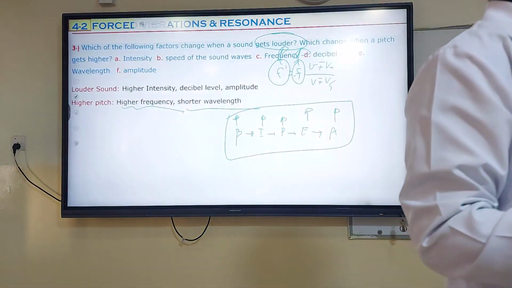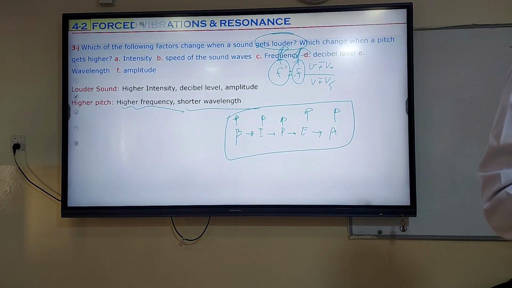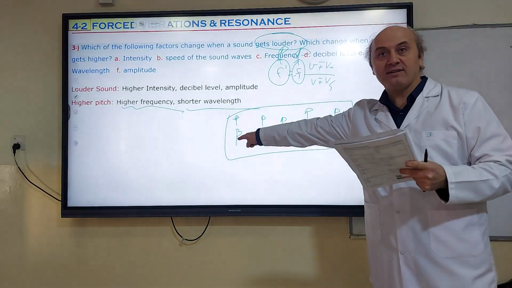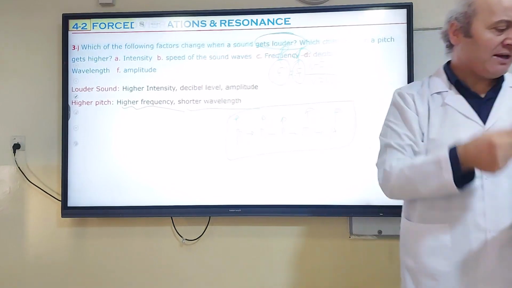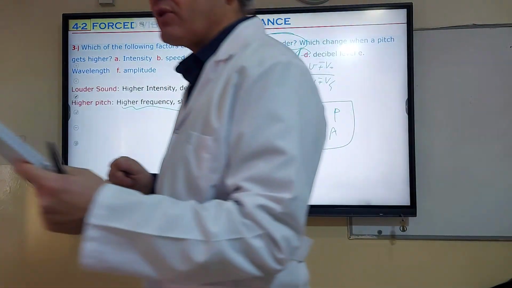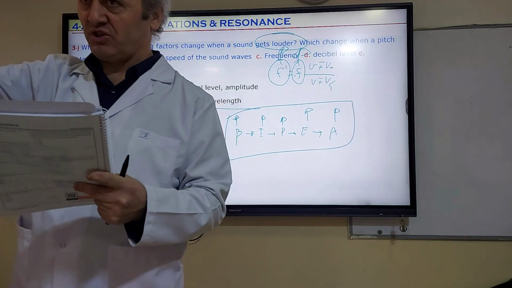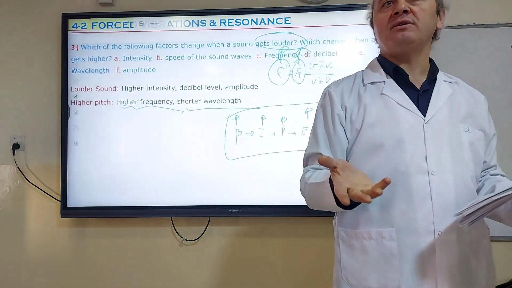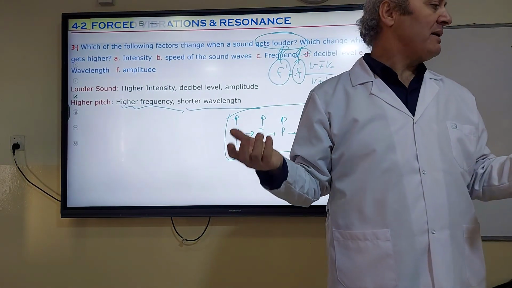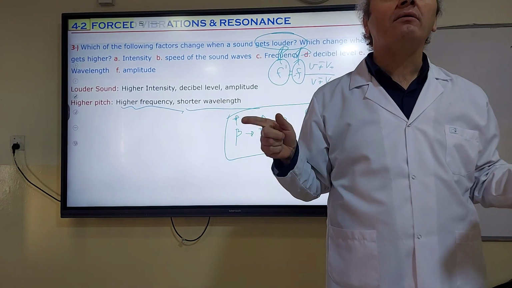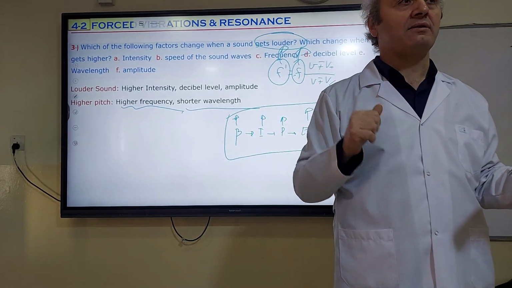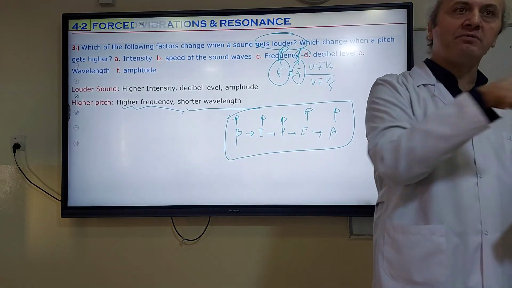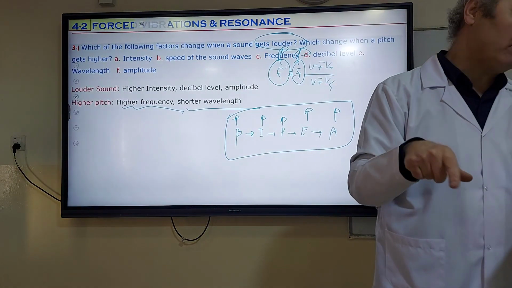Which of the following factors will change when sound gets louder? Intensity? Yes. Amplitude? Yes. Relative intensity? Loudness means relative intensity. All are correct. And 12. Which of the following factors will not change this time? Which will not change? Speed of the sound depends on the medium, not related to loudness. But intensity, decibel level, and amplitude all are changing with intensity. And louder sound means high intensity, high decibel level, and high amplitude. But speed of the sound is not related to loudness.